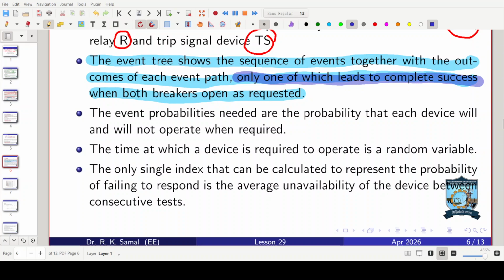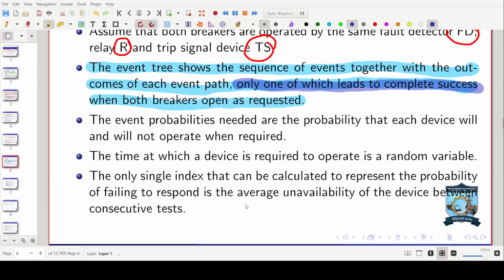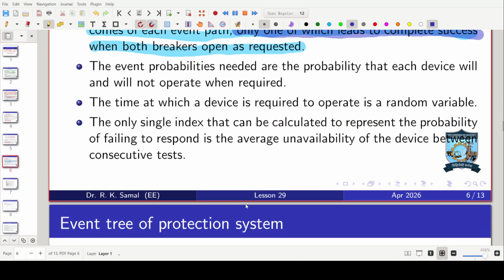The event probabilities needed are the probability that each device will and will not operate when required. The time at which a device is required to operate is a random variable. Okay, it's a probabilistic random variable. The only single index that can be calculated to represent the probability of failing to respond is the average unavailability of the devices between consecutive tests. So this slide is about how to obtain the data.